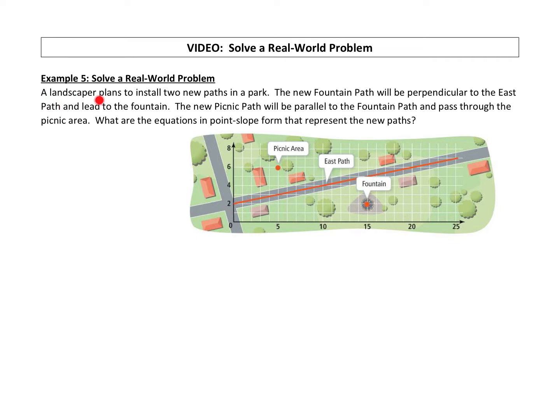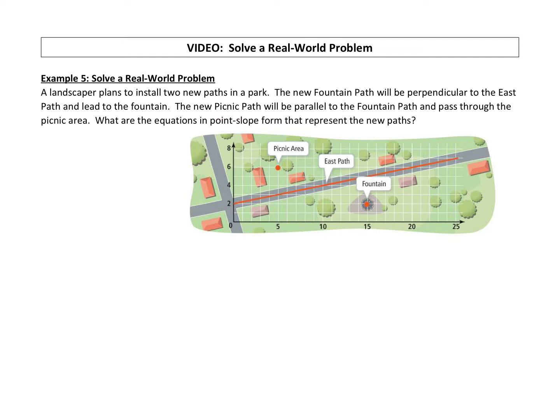A landscaper plans to install 2 new paths in the park. If we look right now, our park just has one path called the east path. He wants to put in, or she wants to put in 2 new paths. The new fountain path will be perpendicular to the east path and lead to the fountain. So here's the east path. We're going to create a path to the fountain that will be perpendicular to the east path. So it's going to form a right angle with the east path.